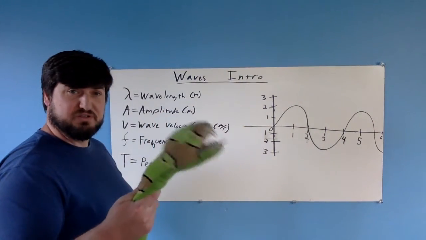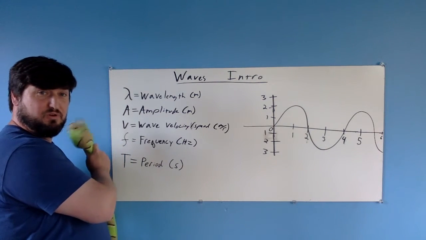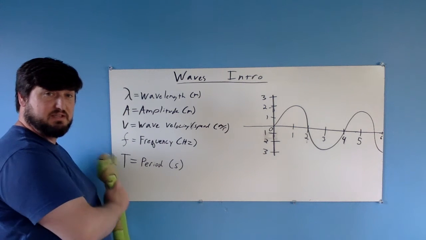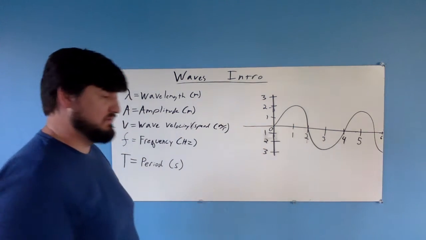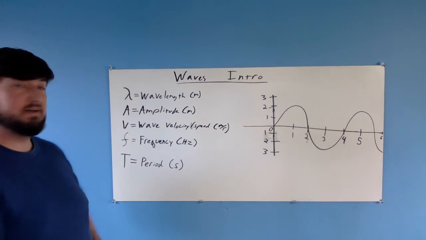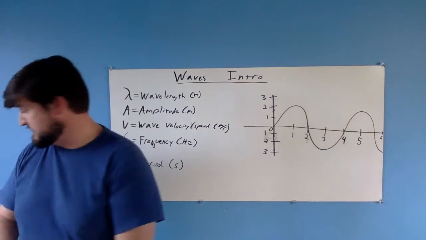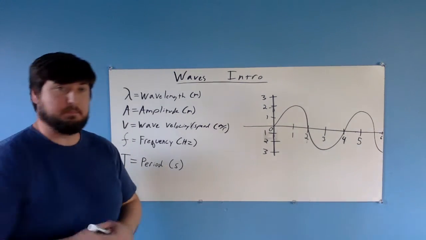So maybe we should just start gesturing with the snake, right? We have wavelength, amplitude, wave velocity. We have the frequency and the period. Let's talk about what all these things mean. Okay, frequency has a relatively new unit to go with it, hertz. Hertz are an interesting thing.